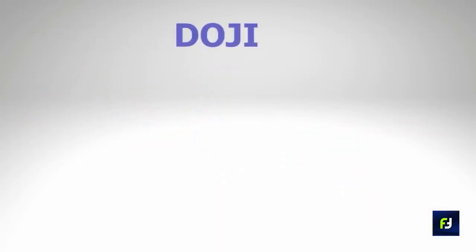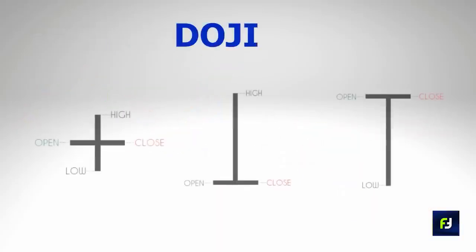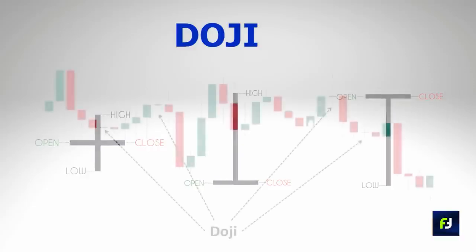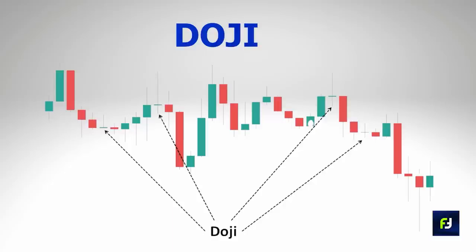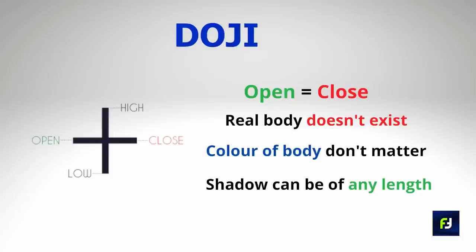Now lastly, let's talk about the dojis. So dojis are similar to spinning tops, except that they do not have a real body. This means the open and closing prices are equal. So doji is an important candlestick pattern as it provides very crucial information regarding the market sentiment. By a textbook definition, doji suggests that the open price should be equal to the close price, which indicates that the real body does not exist.